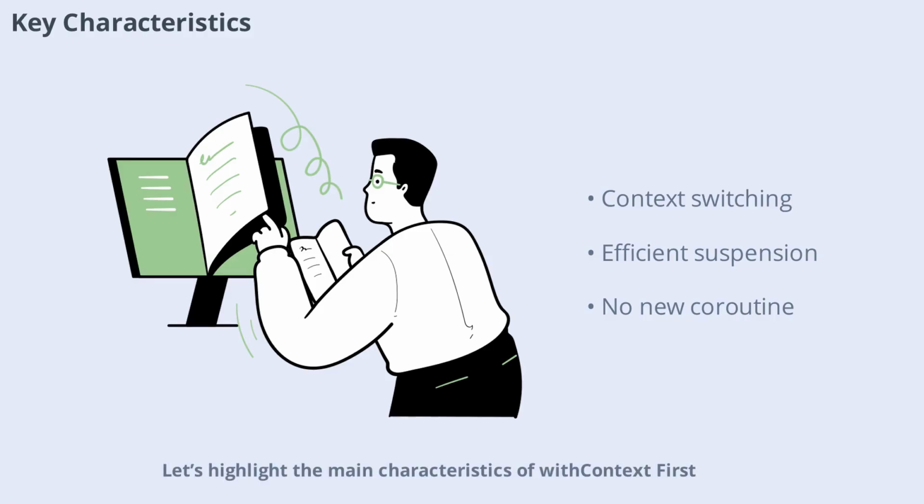Let's highlight the main characteristics of withContext. First, it enables context switching, allowing you to run code in a different dispatcher such as Dispatchers.IO for I/O tasks or Dispatchers.Default for CPU-intensive work. Second, it suspends the current coroutine without blocking the thread, making it highly efficient. Third, it doesn't launch a new coroutine, keeping overhead low and simplifying lifecycle management. These features make withContext ideal for tasks that require temporary context changes, like database access or network calls.